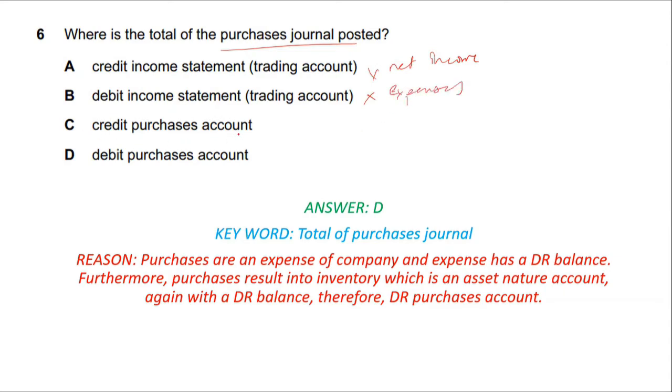Credit, purchases account, no. Debit, purchases account, yes, that is the right option, because purchases is an expense of the company, and expenses have a debit balance. So the total of the purchases journal would be a debit to the purchases account. Hence, the correct answer to multiple choice 6 is option D.